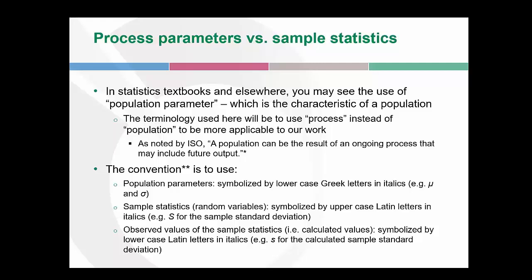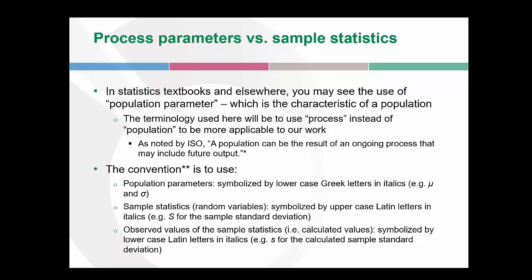Here I'm going to discuss the difference between process parameters and sample statistics. Now, when you read a statistics textbook or anywhere else like on the web, you might see the use of the word population parameter. Now, what they're describing there is the true value. There is a true value for, let's say, the population mean, and that's called a parameter.